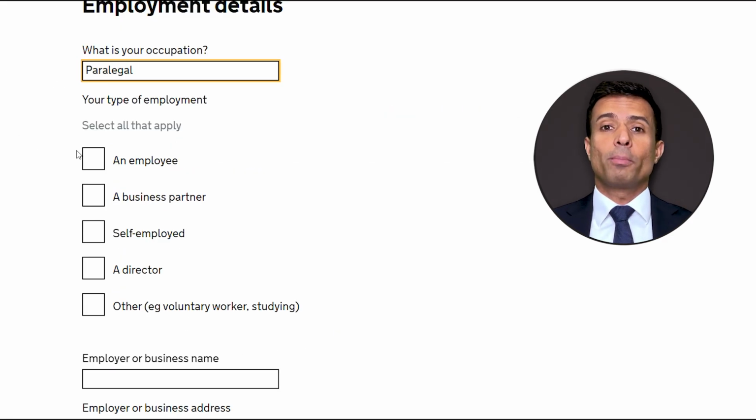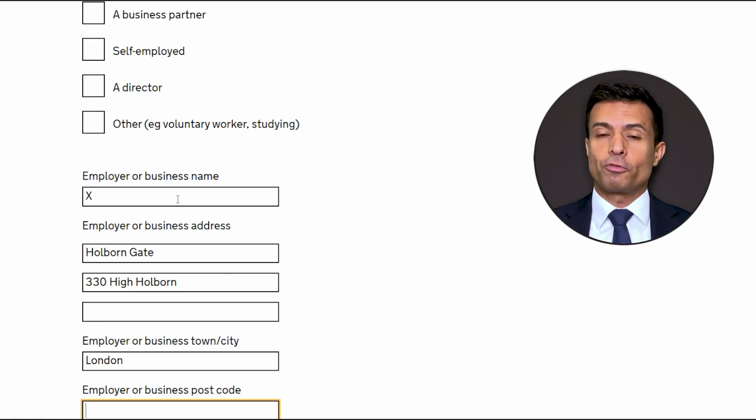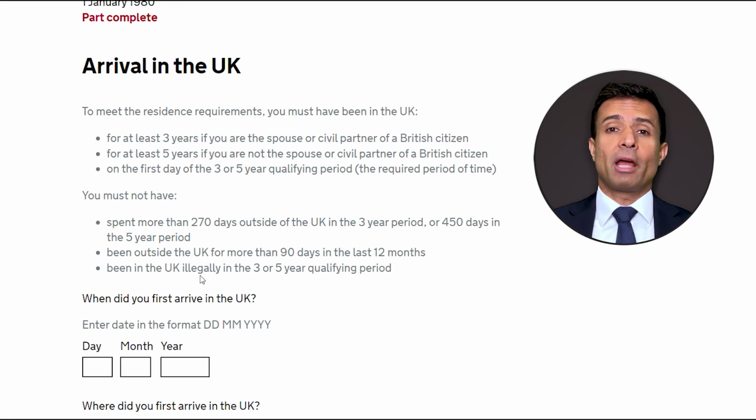This section is about your employer. So enter your job title, type of employment, name of your employer, employer's address, and the start date of your employment. You can also enter your tax office reference number here, although it's not mandatory to do so. Next section is about arrival in the UK.